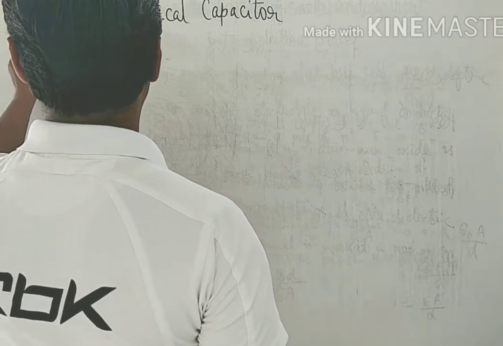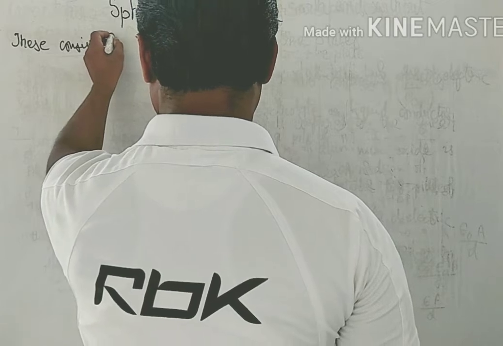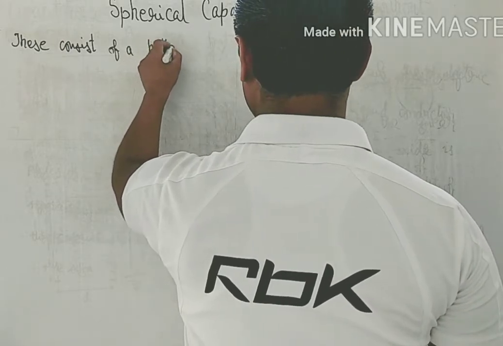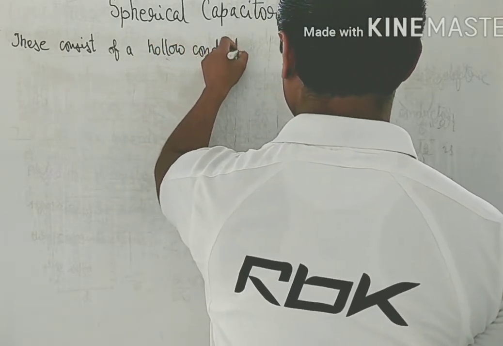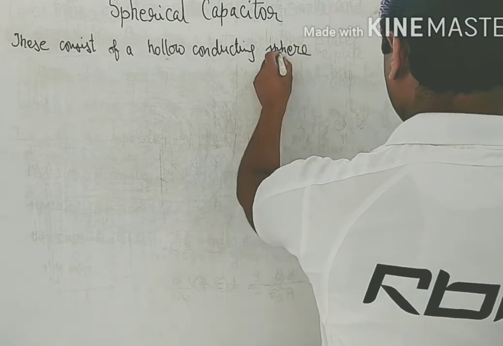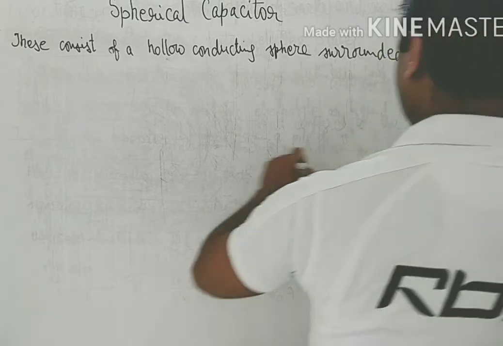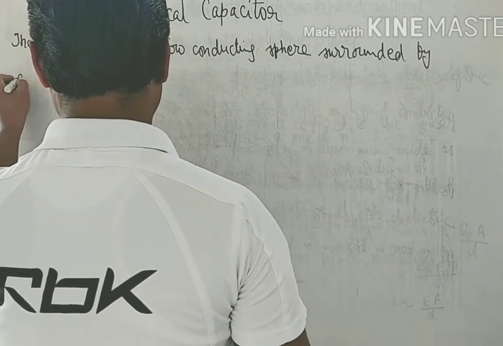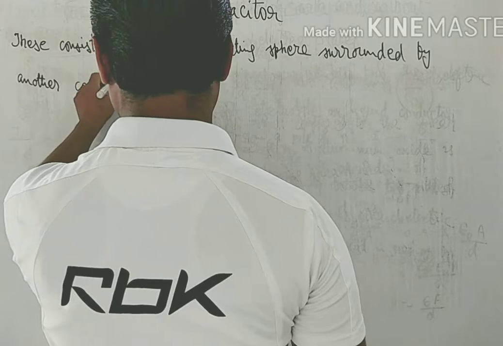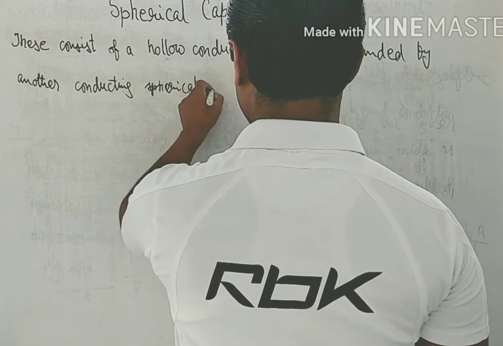These consist of a hollow conducting sphere surrounded by another conducting spherical shell.